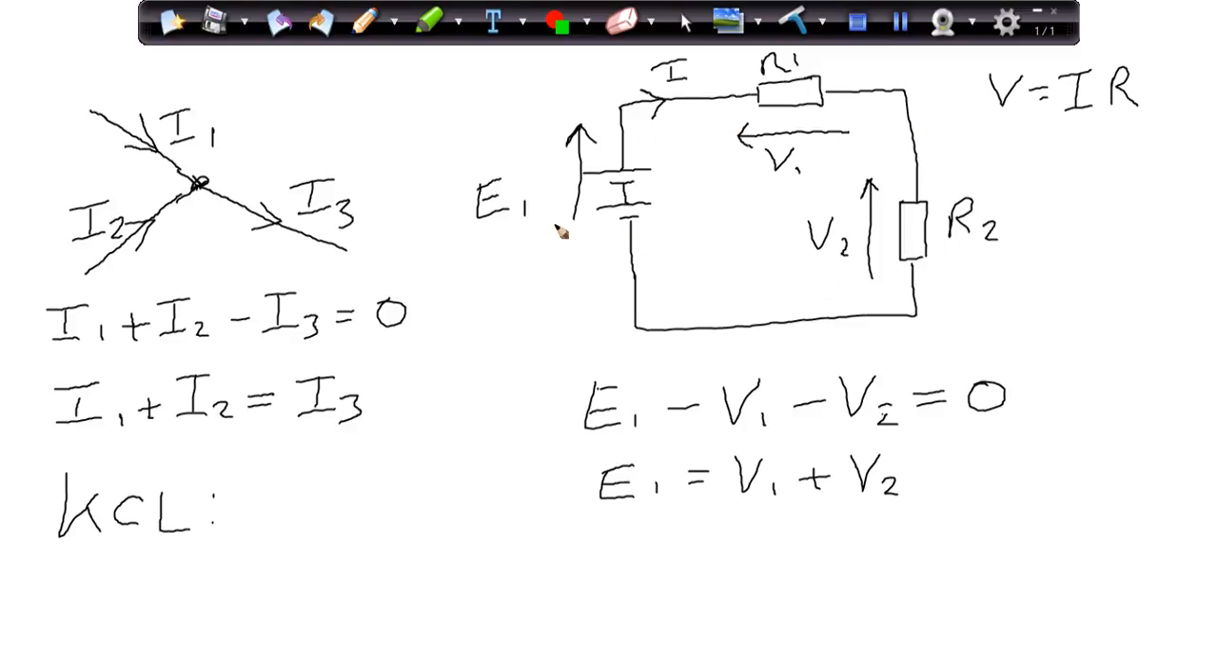And there may be more than one EMF. The EMFs may agree with the direction of flow, or they may oppose each other. And we'll do some examples like this. We normally abbreviate this to KVL, Kirchhoff's voltage law. Okay.